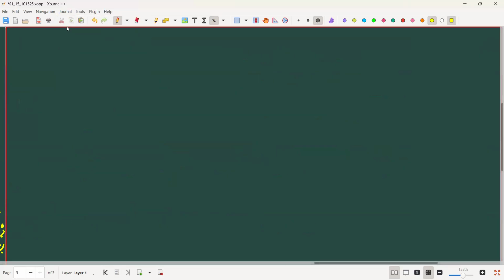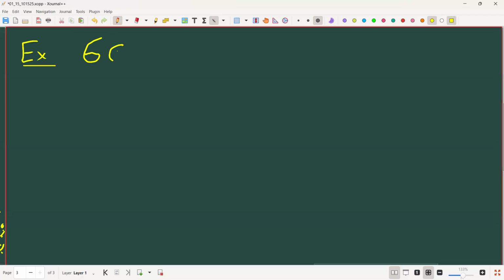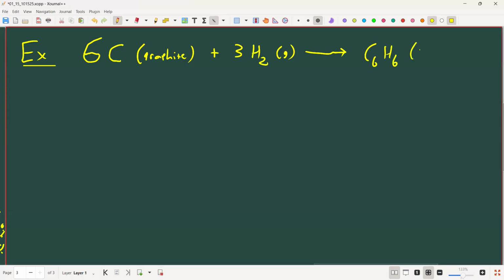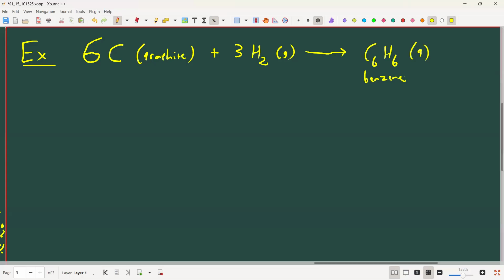Okay. So let's look at a reaction, right? Instead of doing a phase transition, let's do a reaction with something a little more chemical. I want to look at this reaction. That's a 6, by the way. We're going to take 6 carbon atoms that are graphite, and we're going to add 3 hydrogen equivalents, and we're going to react this to form benzene gas. Okay. So this is the formation reaction of benzene.